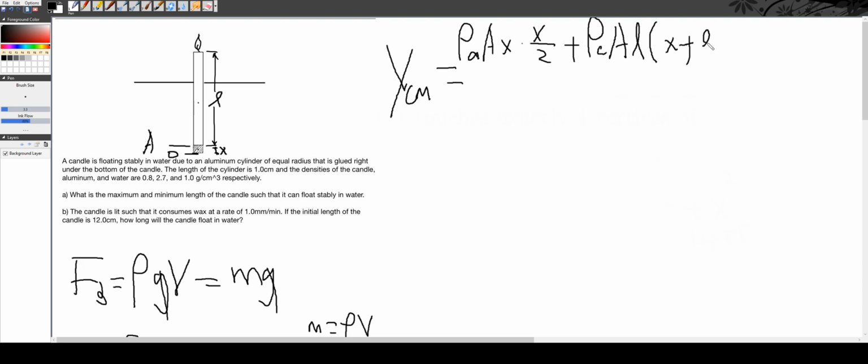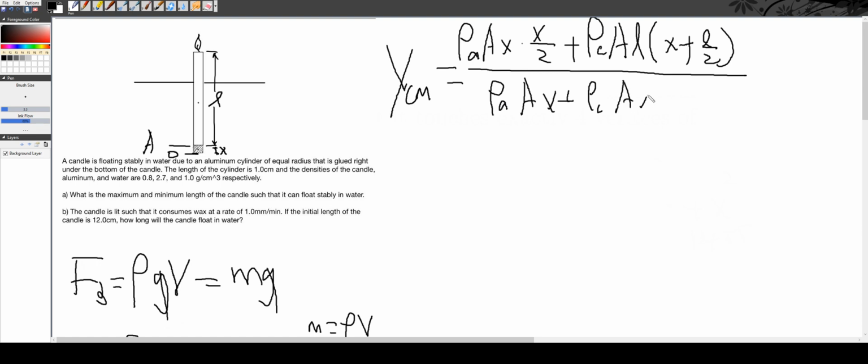So just L over 2. Right, this all makes sense. Nice, okay, good. Now you know the formula, right? The formula for center of mass is just mass times distance plus mass times distance, over the sum of the masses. So this will be both masses, the sum. So rho A area x plus rho C area L, right?